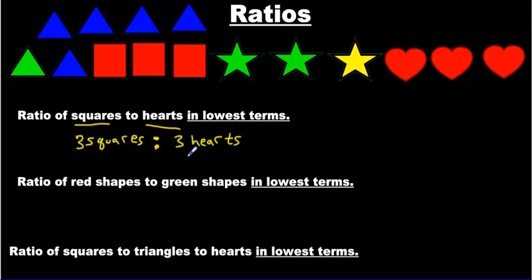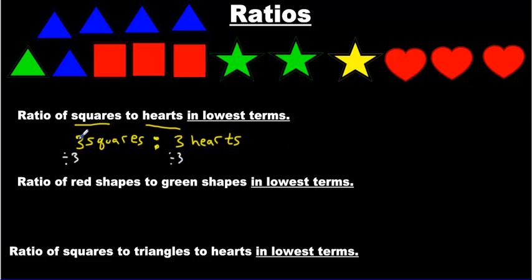Now, all we're interested in is the numbers. We have a 3 and a 3, and we ask ourselves, what's the greatest common factor between them? In other words, what number divides into both? 3 divides into both. So we can divide by 3. We're going to divide this number by 3, and we're going to divide that number by 3.